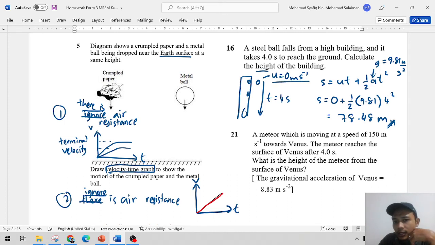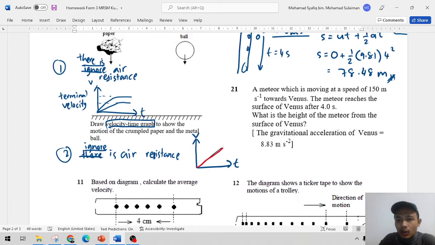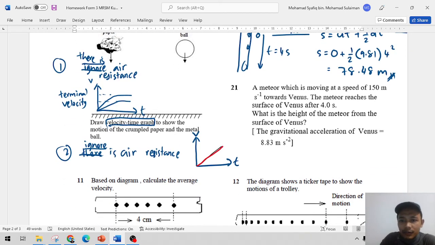The first one is the initial velocity and the second one is the gravitational acceleration. Okay, next we have a meteor which is moving at 150 meters per second. So this one is u, the initial velocity. The meteor reaches the surface of Venus in 4 seconds. So this one is time.